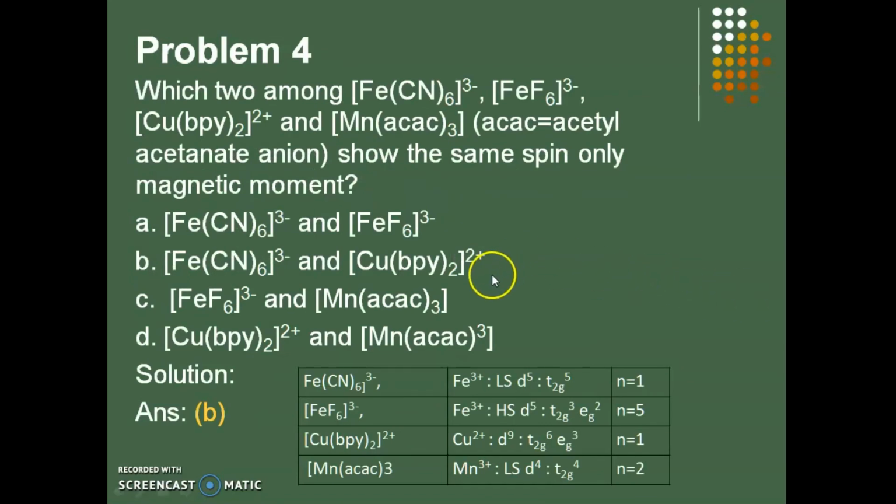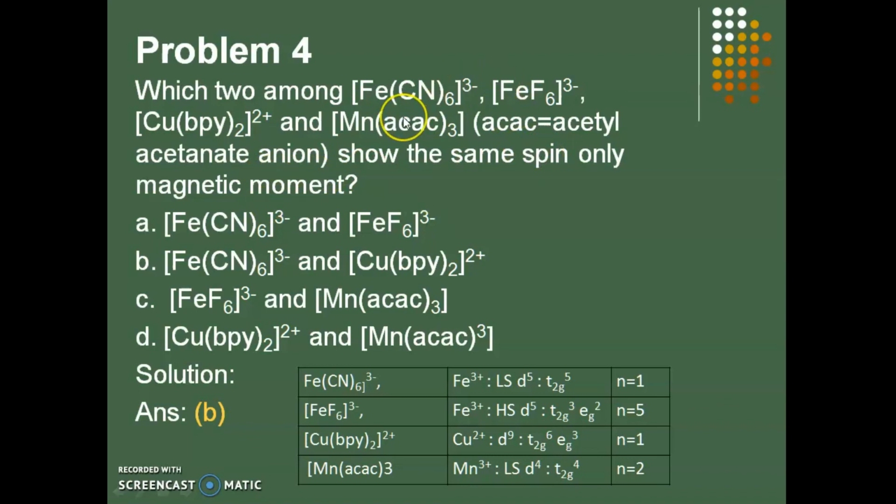The last one that we are going to discuss here is where 4 different complexes are given. So read the problem carefully first. Which two among these 4 complexes show the same spin only magnetic moment? So what is there in the question now? There are 4 different complexes given and they show spin only magnetic moment. That means I have to calculate only the number of unpaired electrons here. If the spin only magnetic moment is the same, then they will have the same number of unpaired electrons.